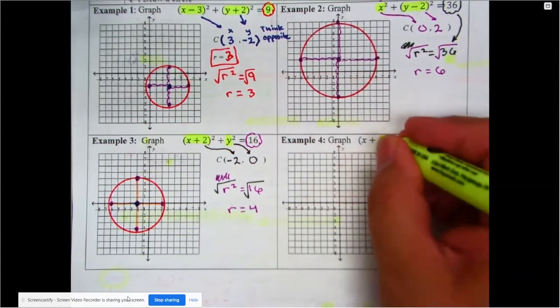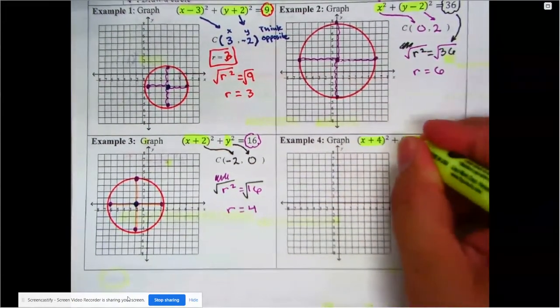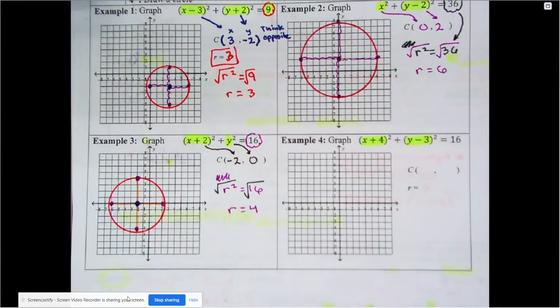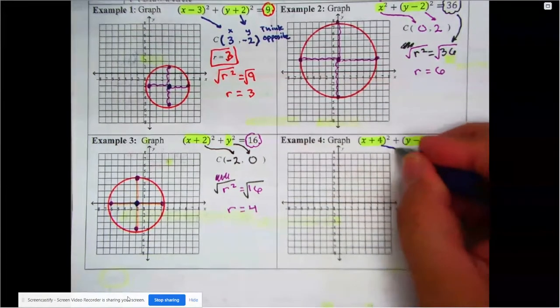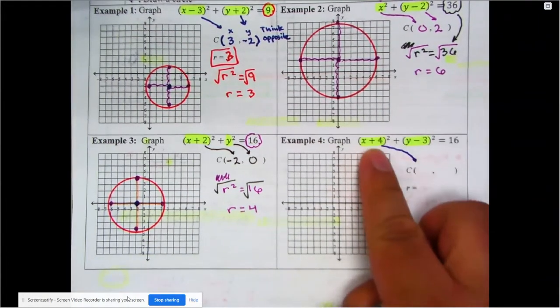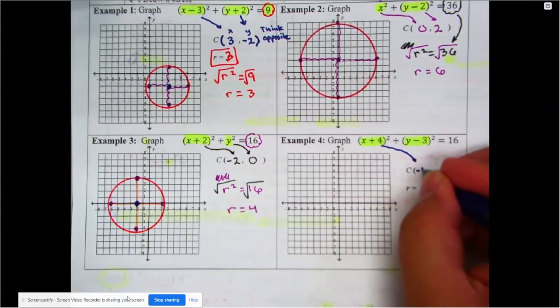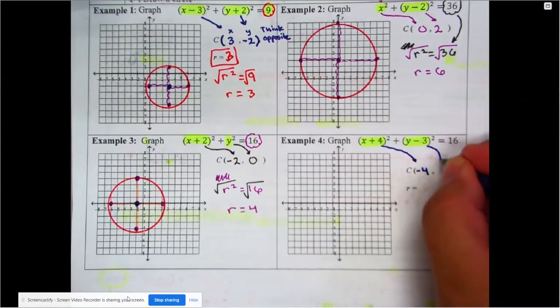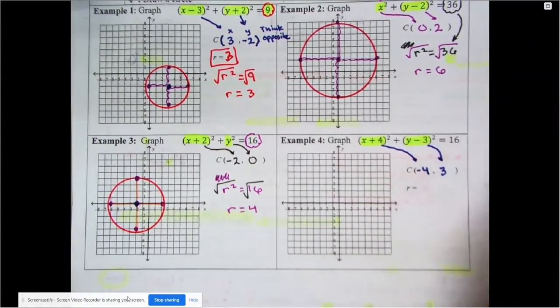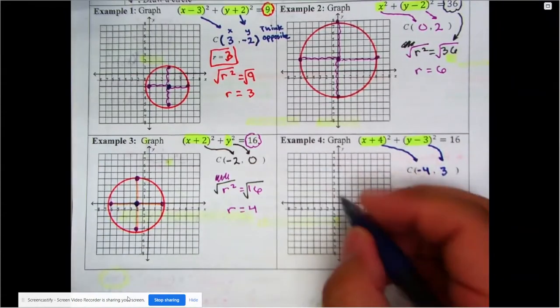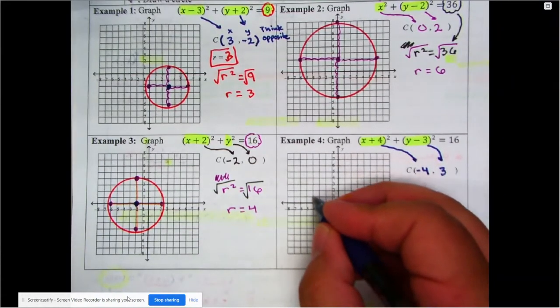Again, this one has addition, this one has subtraction, but they both have numbers, but you have to think opposite. If it's x plus 4, then we're going with -4. If it's y minus 3, then we're going with +3. And then I draw it. Back 4, -4, up 3.